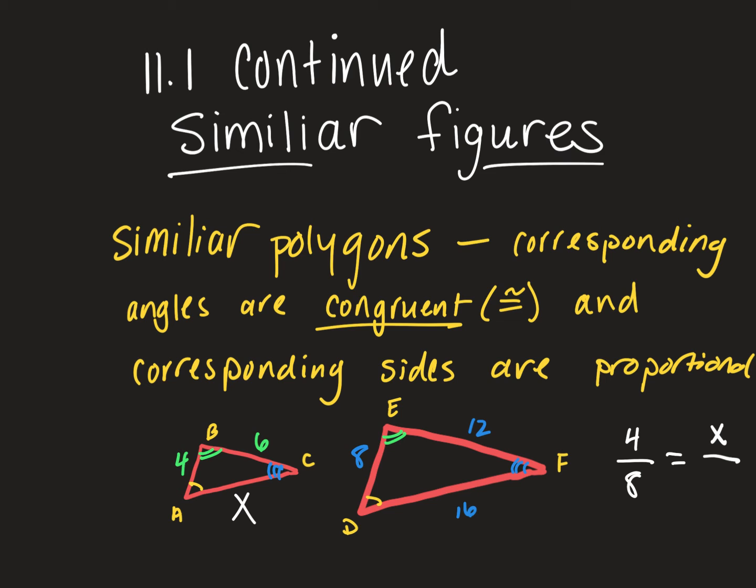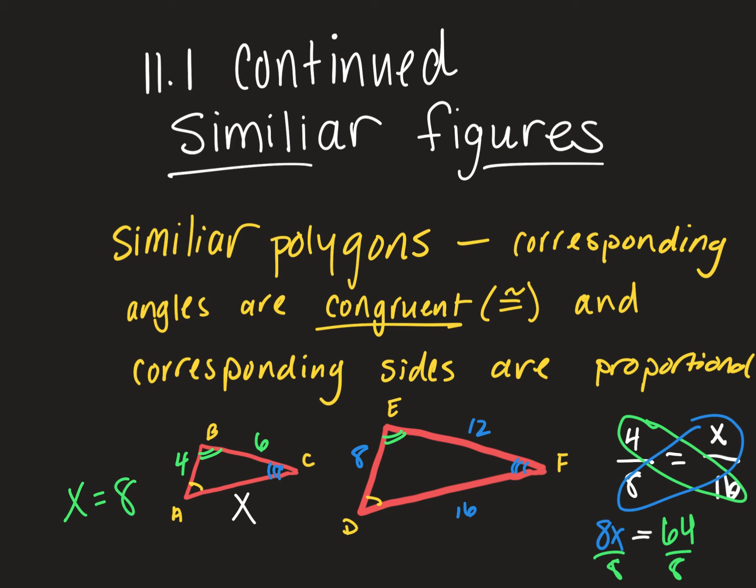And then the other side that corresponds to our missing side. So x is this larger side here, and so we need to use the largest side of our triangle, so then the 16 is going to go on the bottom. And then just like before, we're going to cross multiply. So we'll have 8x is equal to 16 times 4, so 64, and then divide both sides by 8. So then we get that x is equal to 8.